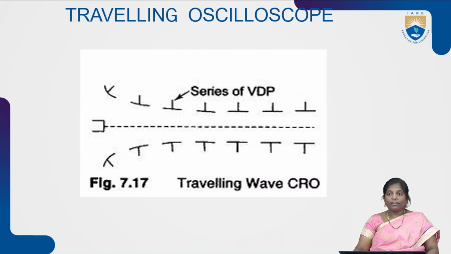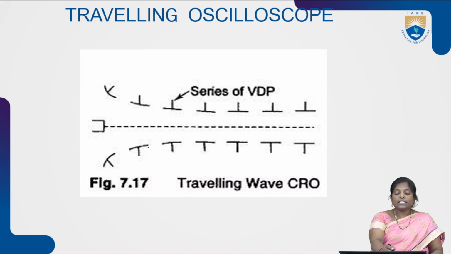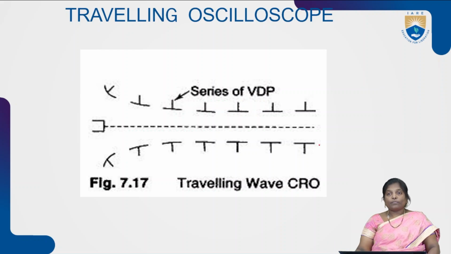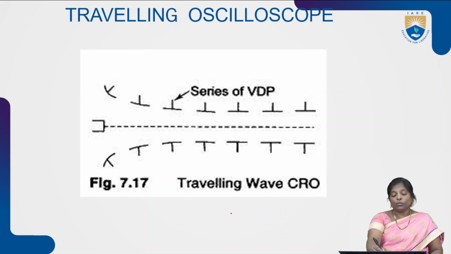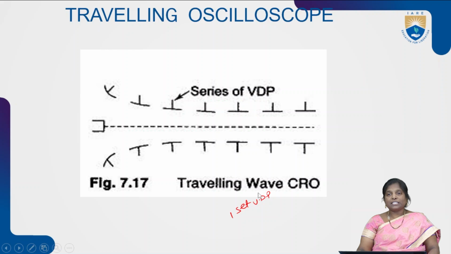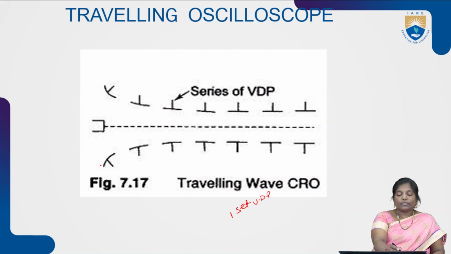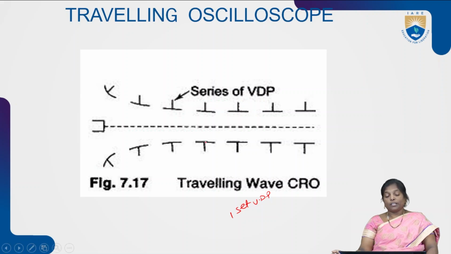Next one is traveling wave oscilloscopes. These are also used at high frequency. The main difference between a normal oscilloscope and the traveling oscilloscope is that it consists of a series of vertical deflection plates. A normal oscilloscope consists of only one set of vertical deflection plates, whereas the traveling oscilloscope consists of a series of vertical deflection plates. That is, throughout the CRT, or throughout the cathode ray tube, the vertical deflection plates are present. So, it is called traveling wave CRO.